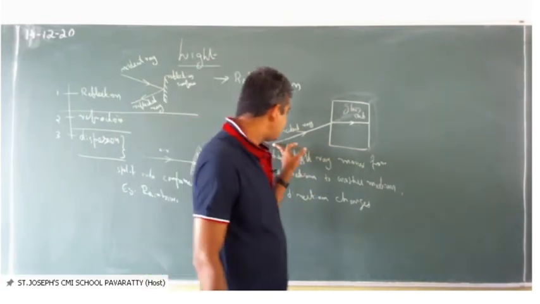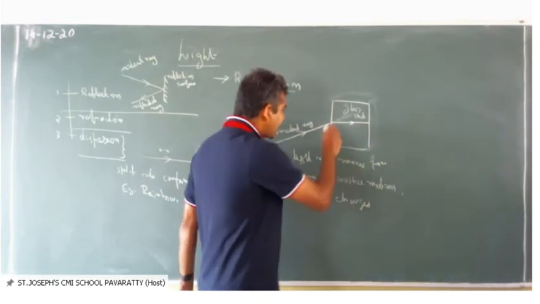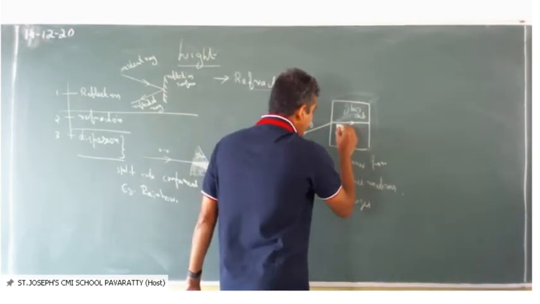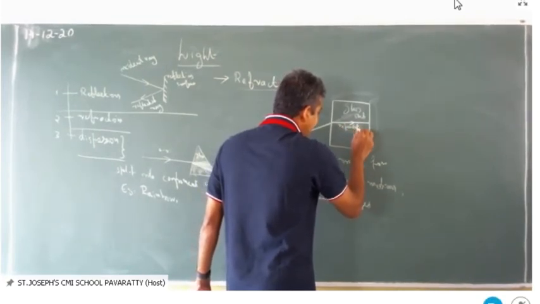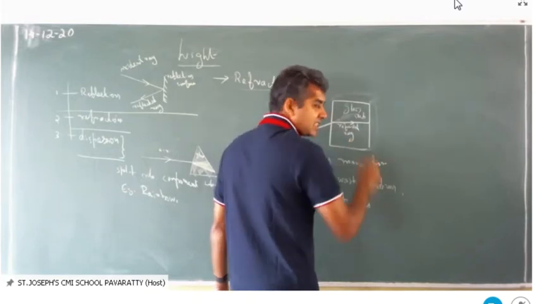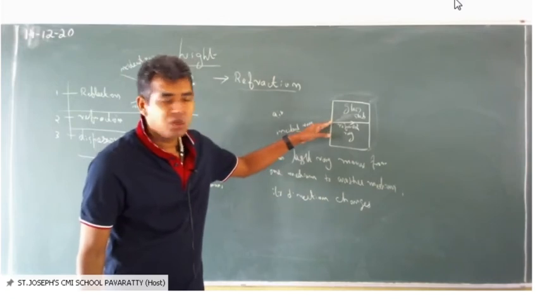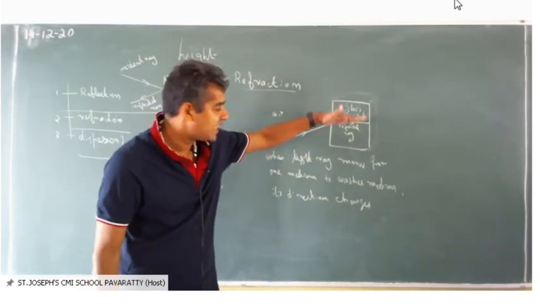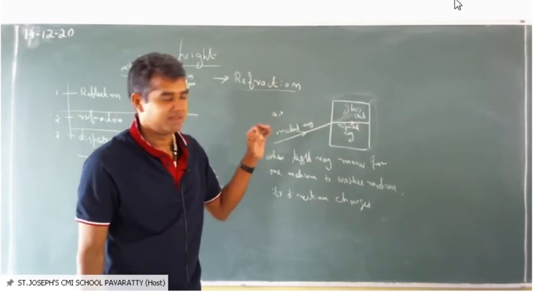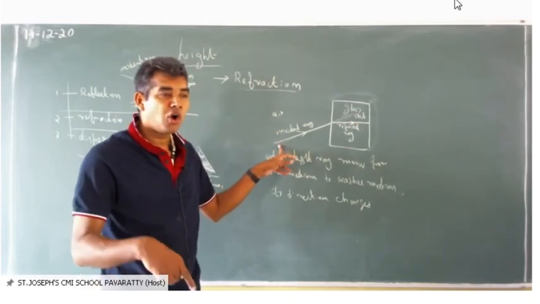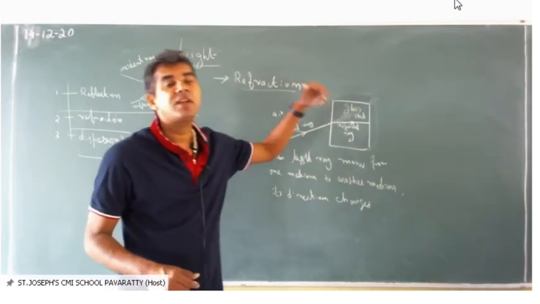If it moves from air to glass slab, its direction is a little bent, changed. So that ray is known as the refracted ray. So when light moves from one medium to another medium, its direction changes a little. That phenomenon is known as refraction. So the ray that falls on the glass slab is the incident ray. The ray whose line is changed is the refracted ray.